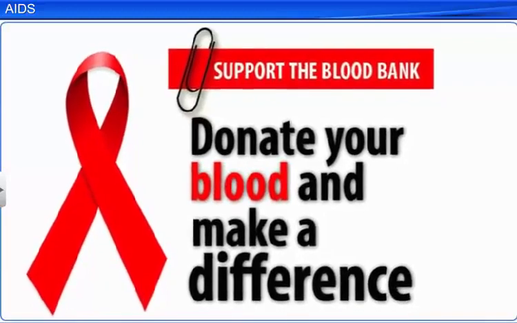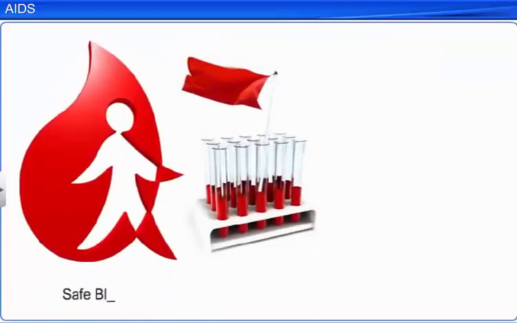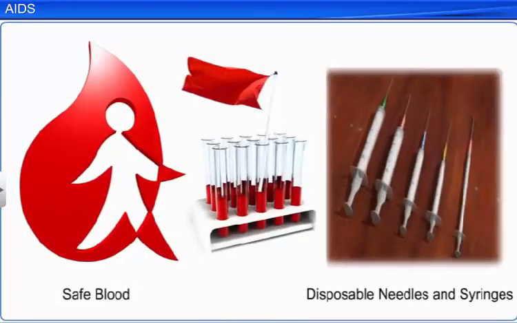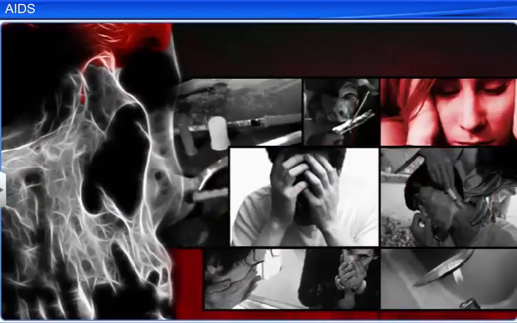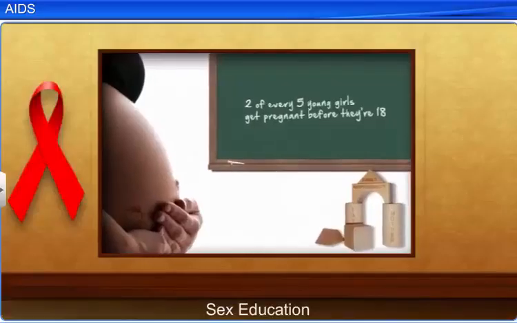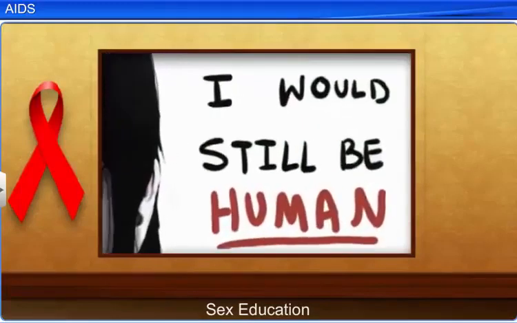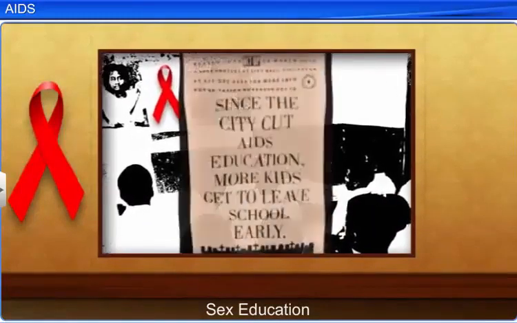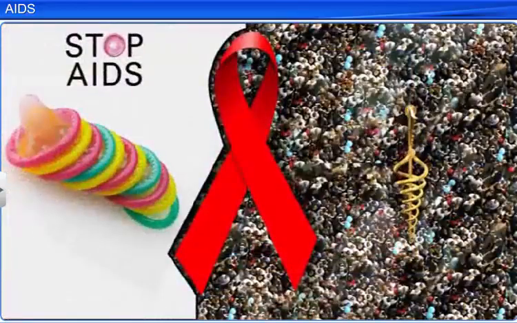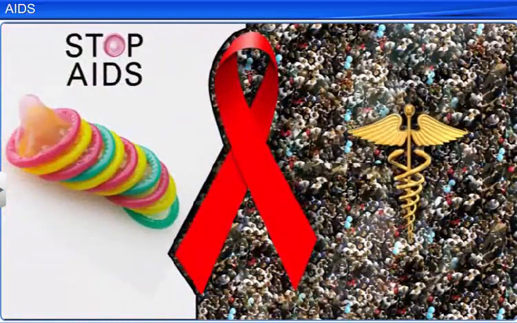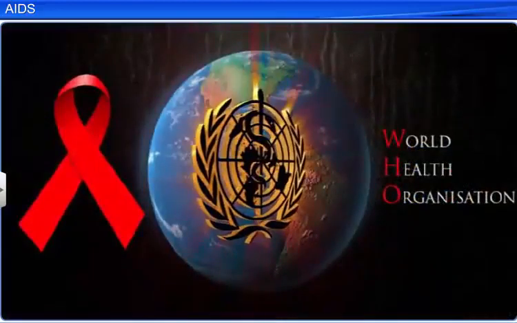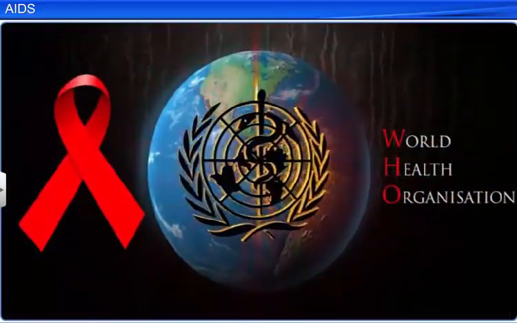It is important to ensure that blood banks have safe blood and only disposable needles and syringes are used. Efforts must be made to control drug abuse. Sex education must be imparted to the masses so that people indulge only in safe sex. And condoms should be freely distributed and regular checkups made a must among susceptible populations. The WHO has started several initiatives to check the spread of AIDS.